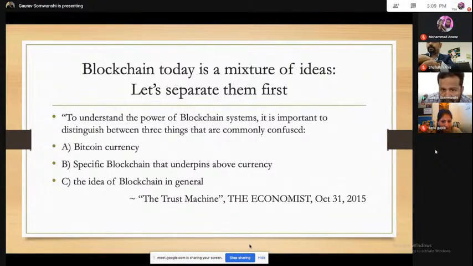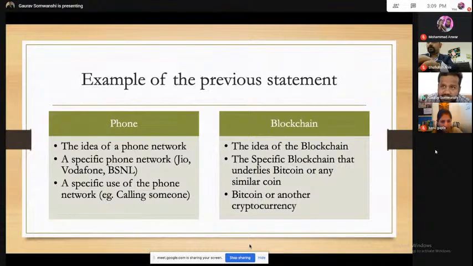Let us try to understand this more deeply with the help of an example. Take the example of a phone network. At the most abstract level, there is only an idea of a phone network: there are towers, certain protocols and wavelengths that will be used, certain devices used for communication. This is just an idea of a phone network, right? Similarly, there's just an abstract idea of a blockchain. It could comprise many things, but it exists at an abstract level. Now, when you become more specific on the phone side, say a specific phone network like Jio or Vodafone, here we are talking about a specific architecture.